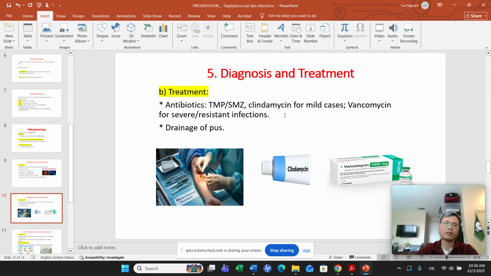About the treatment, we can use antibiotics: TMP-SMZ, clindamycin for mild cases, and vancomycin for severe or resistant infections. If there is a lot of pus on the lesion, we can drain the pus. We can drain pus here, and these are two antibiotics, clindamycin and vancomycin.